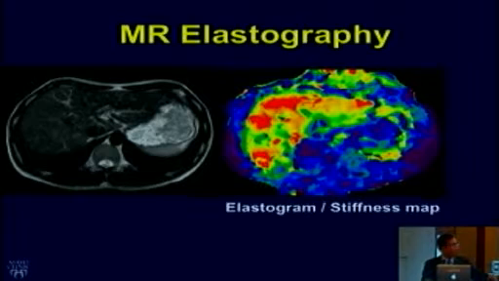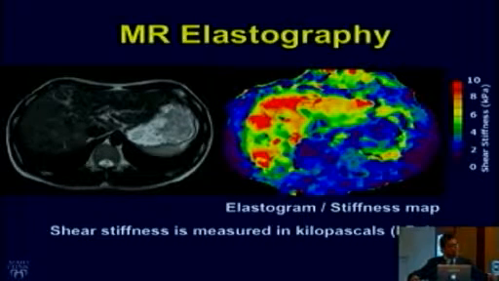Now, MR elastography provides you a cross-section or stiffness map, which gives you the stiffness of the tissue, and we call it elastogram or stiffness map. Along with this map comes a scale, which is called the shear stiffness scale, which is from 0 to 10 or 0 to 8.